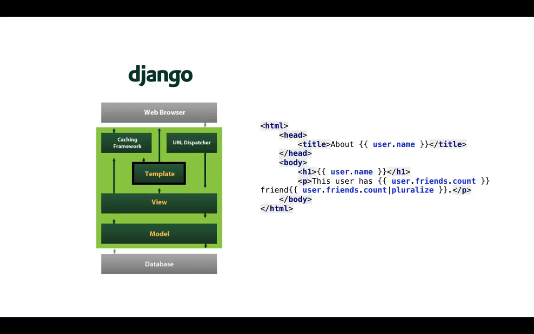And then in the paragraph text, we want to figure out how many friends this user has. So we can say user.friends.count. And the other part, user.friends.count pipe pluralize, will basically just give us an S if the count is not one, or nothing if the count is one. So it'll say either friend or friends based on the count. Don't worry about that. We're going to get to that later on. But we'll see an example of how that works in just a moment. So again, the template is basically just the HTML with a bunch of blanks that need to be filled in.